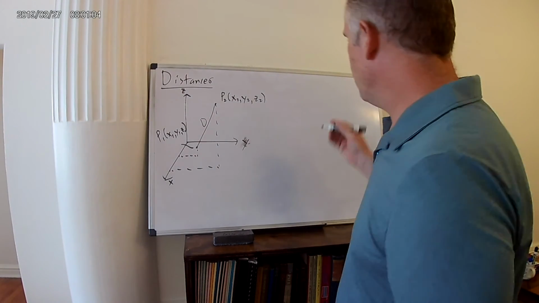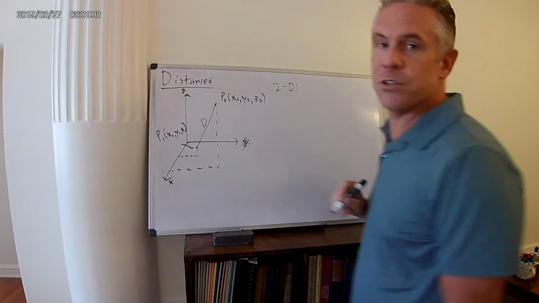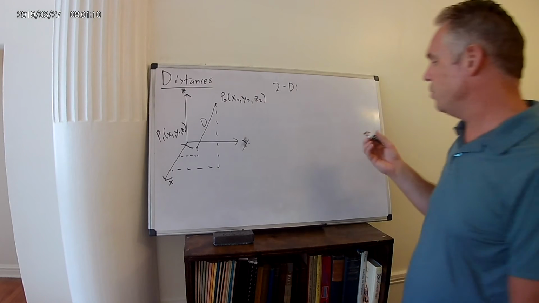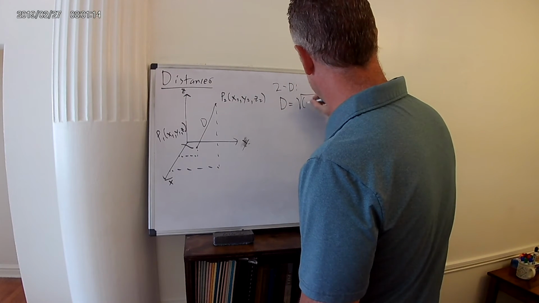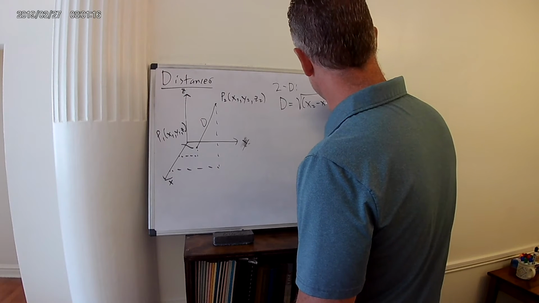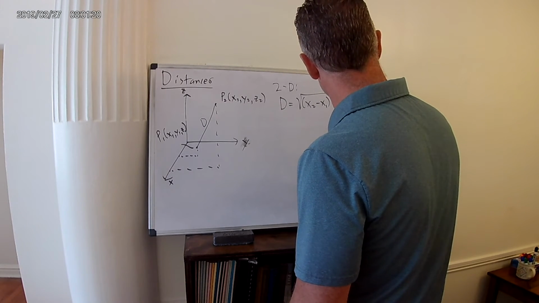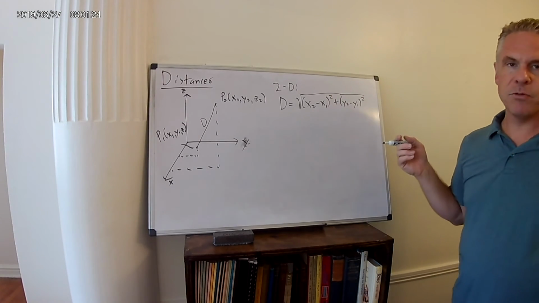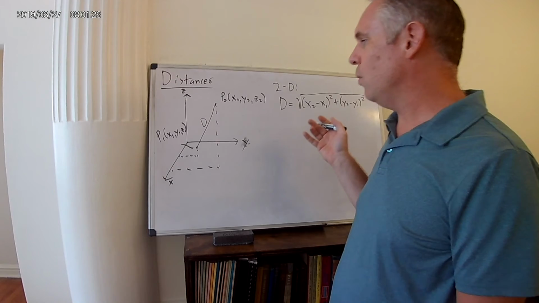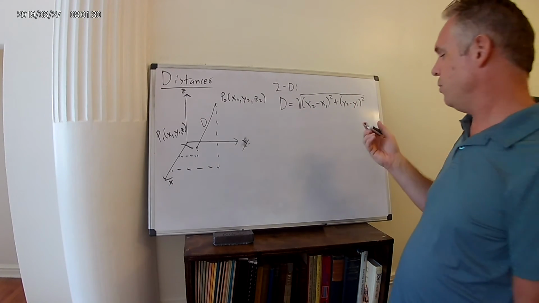Well, in 2 dimensions, I hope you guys all remember this. In 2 dimensions, there's a simple formula for the distance between 2 points. And that is given by this. The distance equals the square root of (x2 minus x1) squared plus (y2 minus y1) squared. I'm not going to derive this formula, but it's very easily derivable using right triangles and the Pythagorean theorem. I'll let you guys think about how to do that.